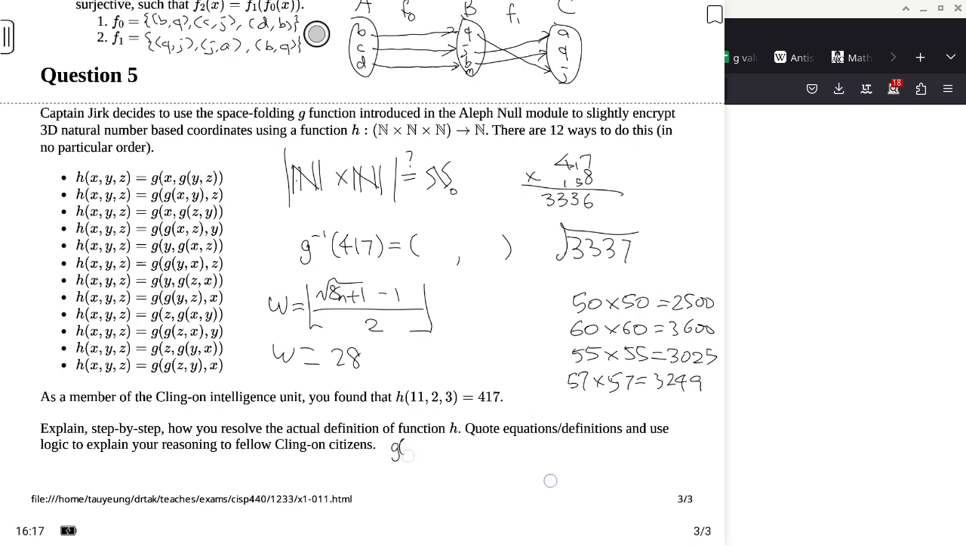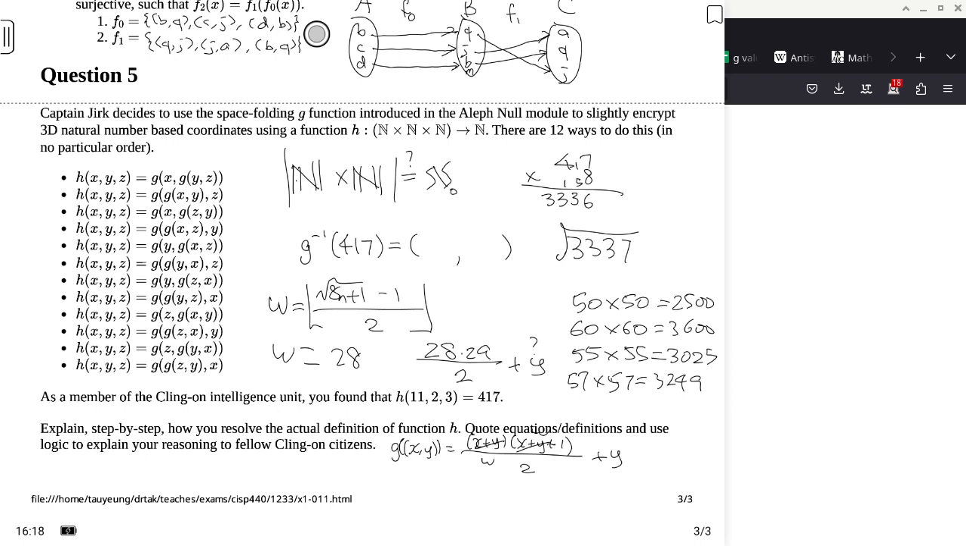G of xy is x plus y times x plus y plus 1, the whole thing divided by 2, plus y. I hope that looks at least somewhat familiar. I hope you at least know where to find this equation or this definition. So tell me again, what is that w? It is x plus y. Oh, okay. So that means this is just w. So I'm just looking at 28 times 29, the whole thing divided by 2, plus some unknown y. Okay, I need to solve for that y.